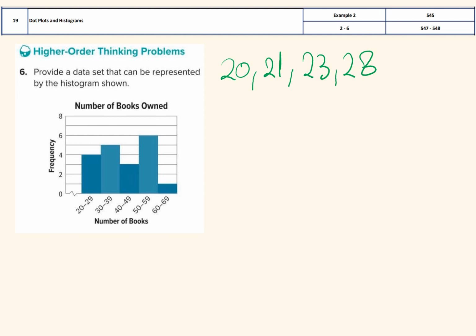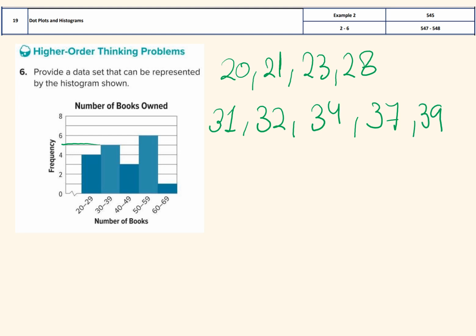Now, let's continue. Values between 30 and 39, we should have 5 values. So let's say 31, 32, 34, 37, and 39. 1, 2, 3, 4, 5 values. Now, values between 40 and 49, we should have 3 values. So let's say 41, 43, and 45. These are values between 40 and 49.